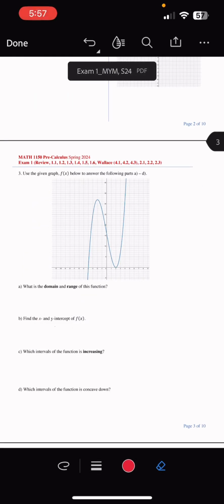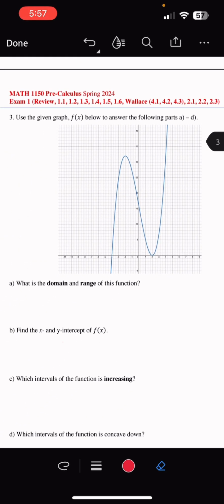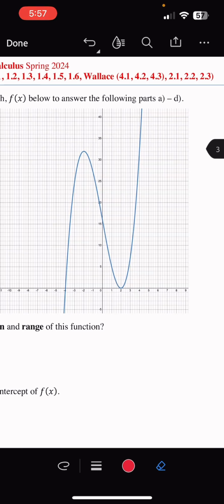Okay, so it's problem number 3, and I'm using the graph which you can see right here, and it's asking what is the domain and range of this function.